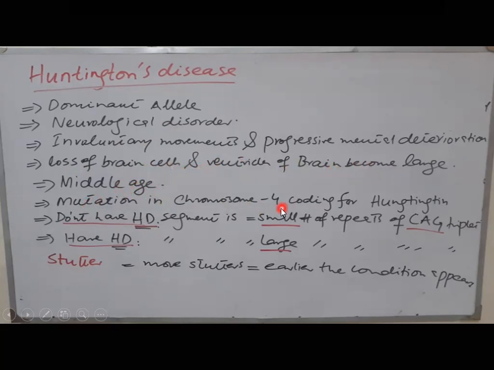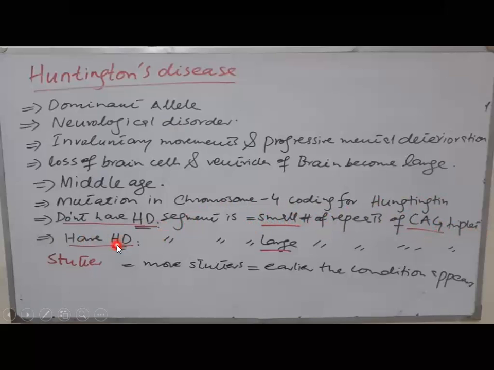What happens is a mutation in chromosome 4, which is responsible for coding the Huntington protein. If the person has no Huntington disease, the segment present on chromosome 4 that is responsible for coding the Huntington protein consists of small repeats of the CAG triplet, CAG, CAG, CAG. This is the normal condition.